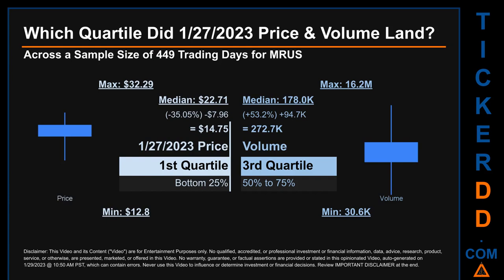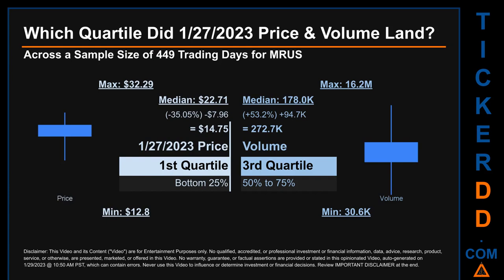Which quartile did January 27, 2023 price and volume land? Across a sample size of 449 trading days, the maximum end of day price for MRUS was $32.29 while the minimum was $12.80. Within that price range, January 27, 2023 price of $14.75 landed within the first quartile, meaning it was within the bottom 25% of all sampled end of day prices.